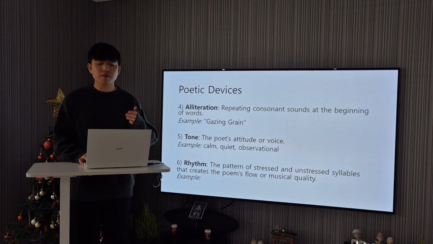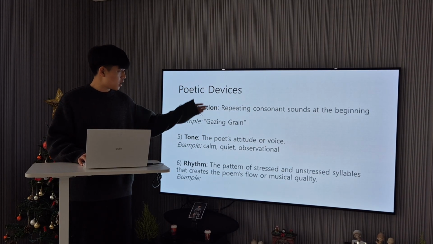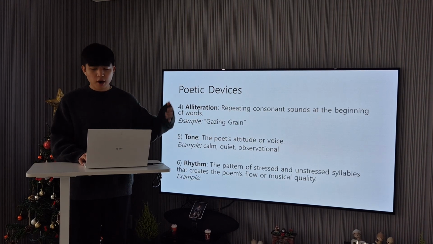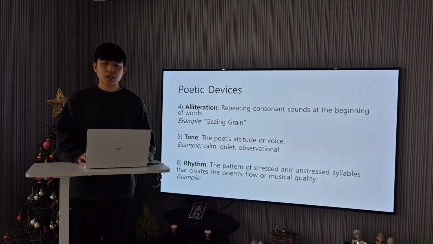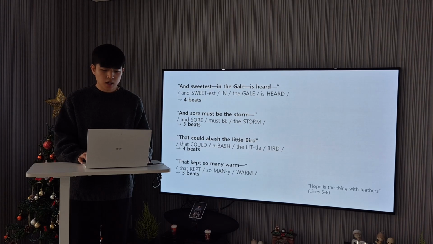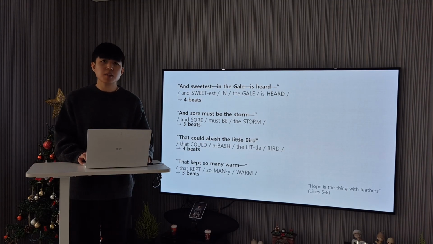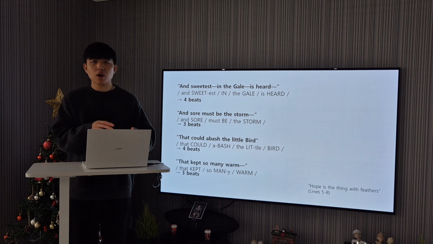Alliteration is a repetition of consonant sounds at the beginning of words, like gazing, grain, G. Tone refers to the poet's attitude or voice. Dickinson's tone is often calm, quiet, and observational. Rhythm is a pattern of stressed and unstressed syllables that gives the poem its flow, almost like a heartbeat. Dickinson often uses a steady hymn-like rhythm, simple, regular, and calm on the surface. But this simplicity makes the emotional shifts and pauses in her poems feel even more powerful.